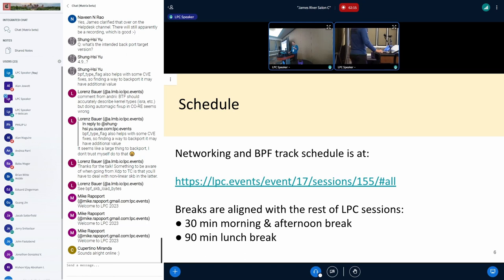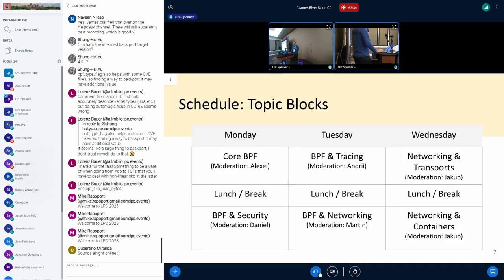In terms of schedule, I put the link in the slides here, but I think you all are aware where to find it. We have a couple of breaks that are aligned with the rest of LPC as well. There's a 30-minute break in the morning and in the afternoon, and then there's a bigger 90-minute lunch break where you can also participate in the hallway.